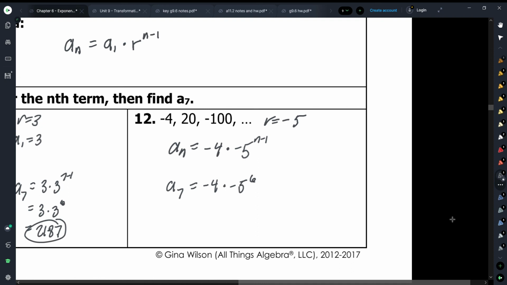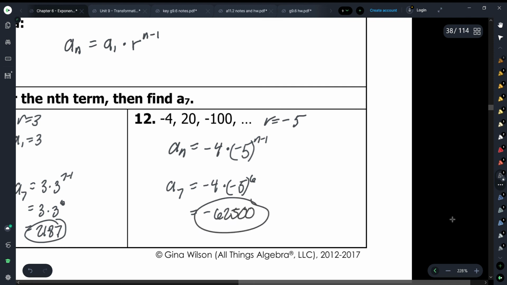So let's type it in my calculator. Negative 4 times negative 5. Now we have to be careful here. We're going to put parentheses because we're dealing with that negative that's being raised to an exponent, okay? So that's important, especially in the calculator. So what I get is negative 62,500. That's my answer here. So very important that if the negative number is being raised to that power, then you put the parentheses around it in the calculator.